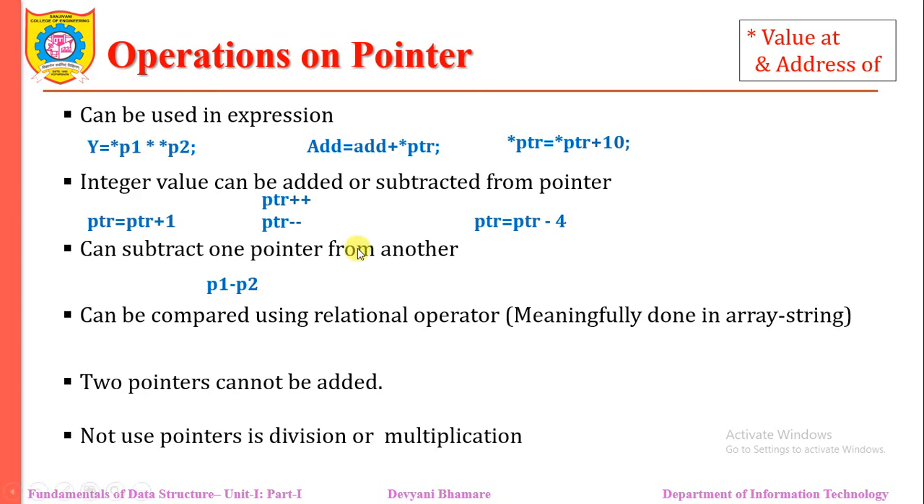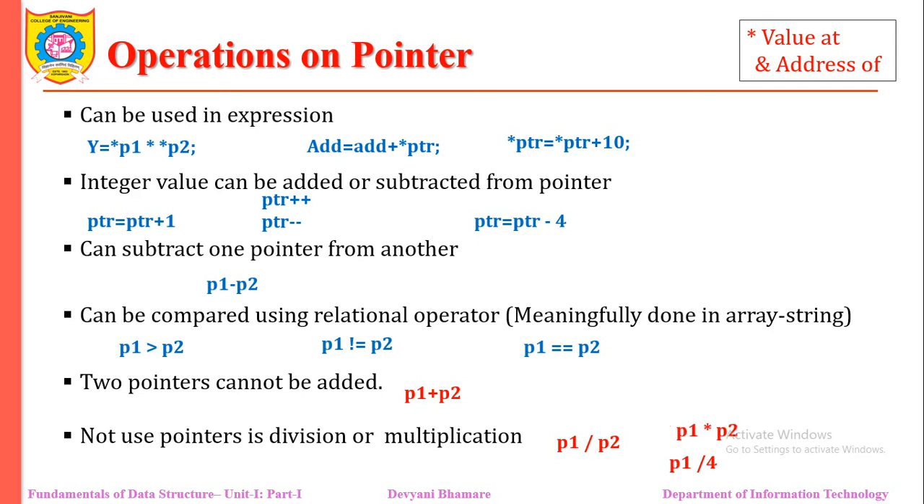What does happen here? Pointer P1 points to, suppose, 2000 and P2 points to, suppose, address 5000. So 2000 minus 5000, this can be done. Also, we can compare the pointers with a relational operator. This will mostly happen in terms of strings. We'll see it while we cover strings using pointers. So two pointers can be compared with each other. But two pointers will not be added. P1 plus P2 should not happen, means the address of P1 and the address of P2 will not be added. Also, we cannot use the pointers in the multiplication and division operators.